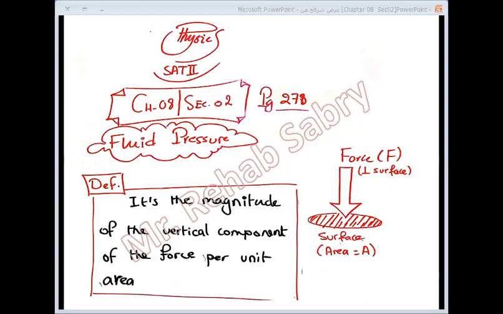N per M2. Newton per M2. N is Newton, M2 is meter squared. Excellent answer. Thank you very much, Hikmat. And please stay focusing on what we study.